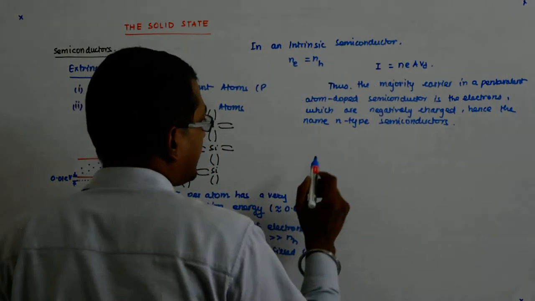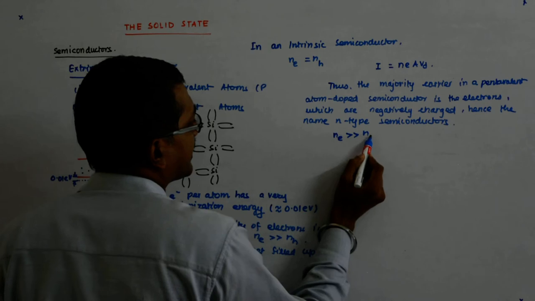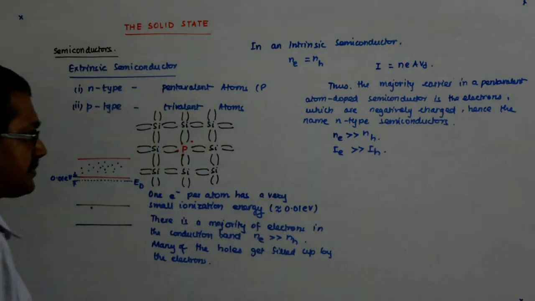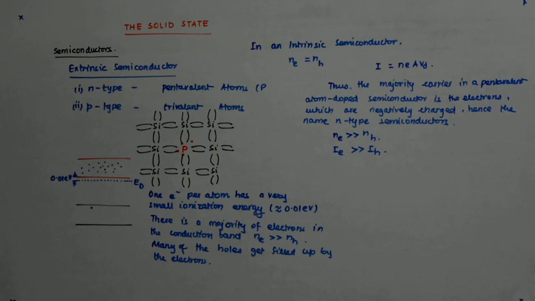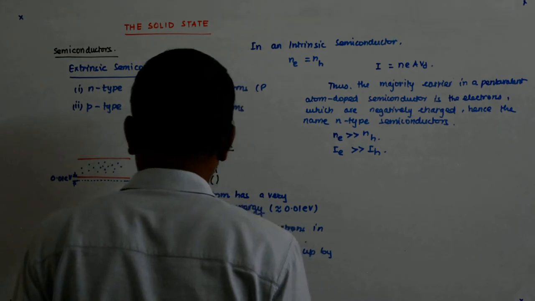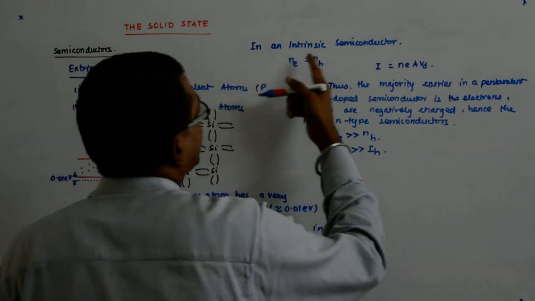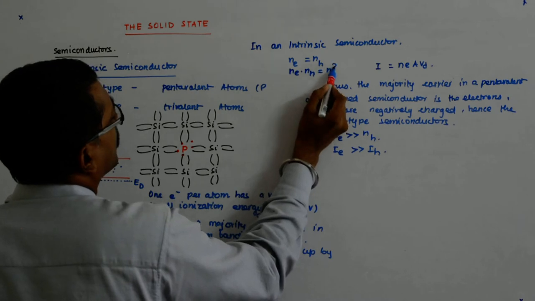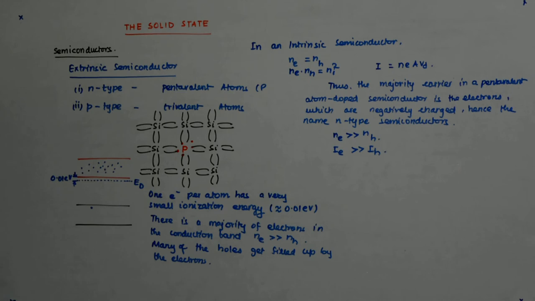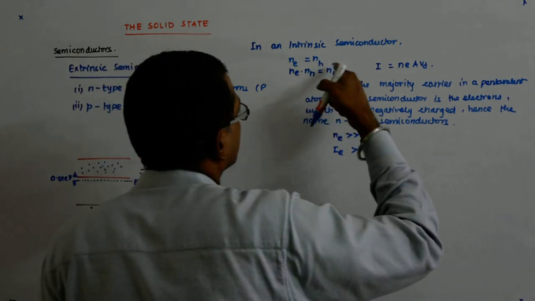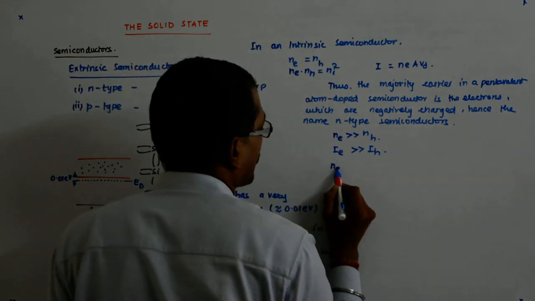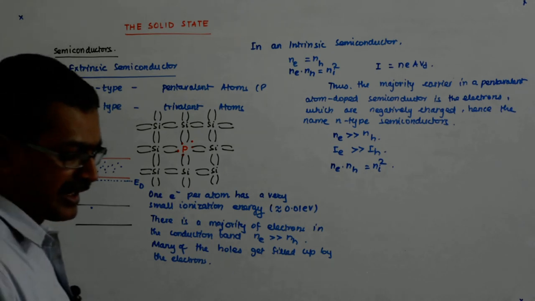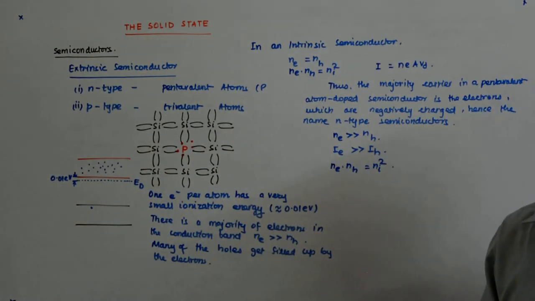And since NE is very, very greater than NH, IE is also very, very greater than IH. Now, in an intrinsic semiconductor, NE was equal to NH, and we define NE times NH is equal to NI square, the intrinsic semiconductor concentration. Now, even though this gets unbalanced, so that they are no longer equal, their product still remains equal to NI square in an n-type semiconductor. That still remains the same.